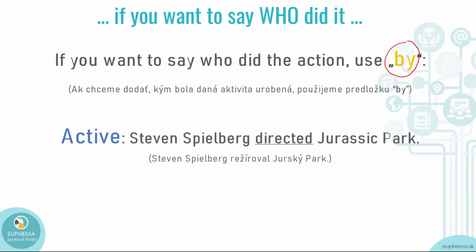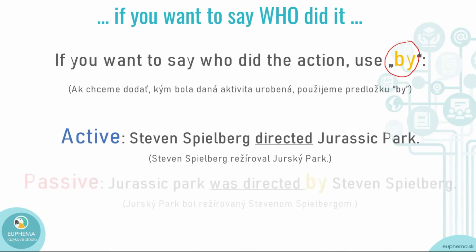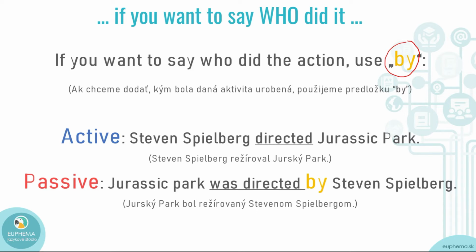For example, you can see this active sentence here. Steven Spielberg directed Jurassic Park. Now let's put it into passive. Jurassic Park was directed by Steven Spielberg. So we used passive, apparently, because we started with what? Jurassic Park, the movie, was directed.